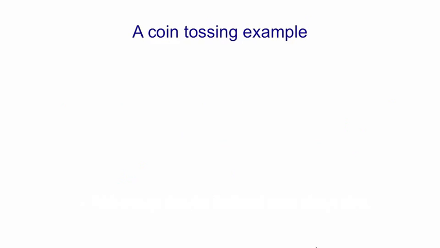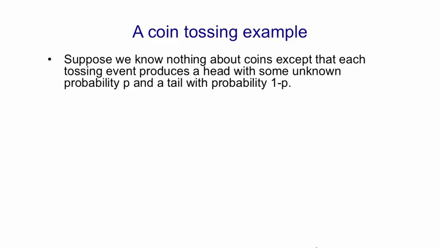So let's start with a coin tossing example. Suppose you don't know anything about coins, except that they can be tossed, and when you toss a coin, you get either a head or a tail. And we're also going to assume you know that each time you do that, it's an independent decision. So our model of a coin is going to have one parameter p. This parameter p determines the probability that the coin will produce a head.